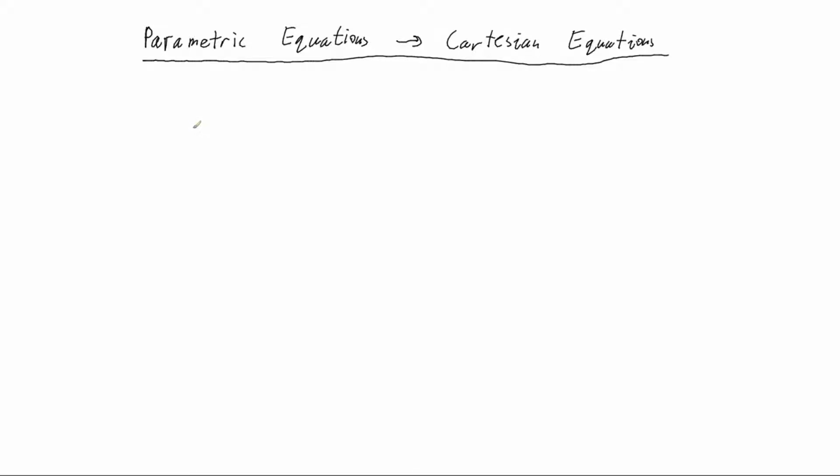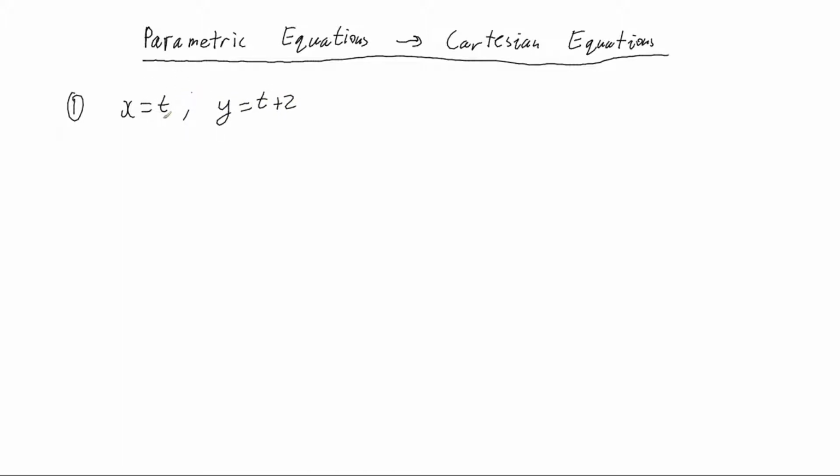Hi, in this video I'm looking at parametric equations, what they are, and how to convert them into Cartesian equations. So my first parametric equation we're going to look at is x equals t, y equals t plus 2.